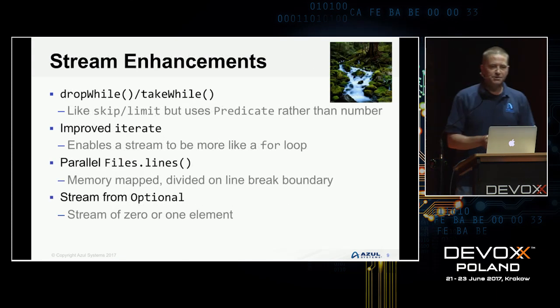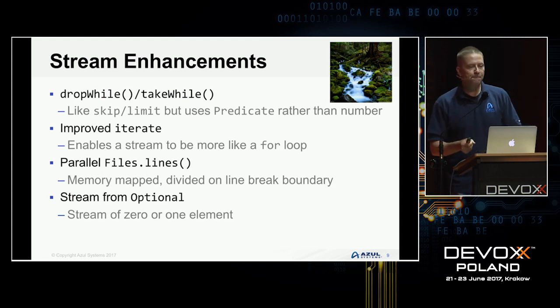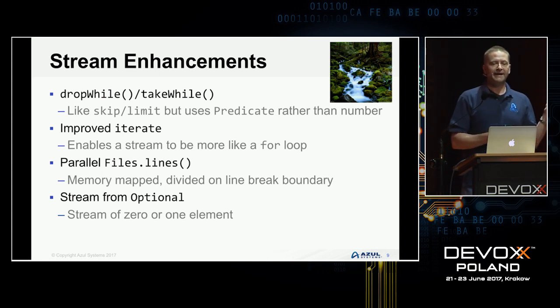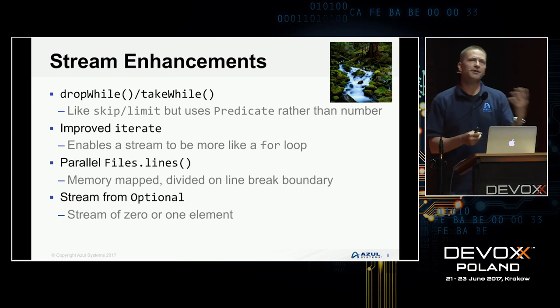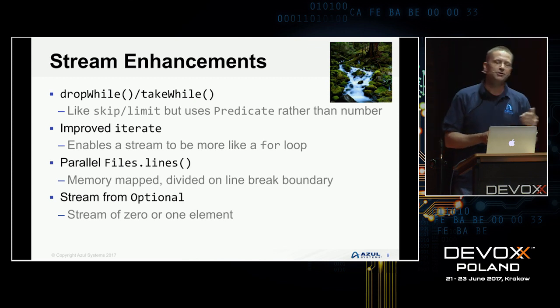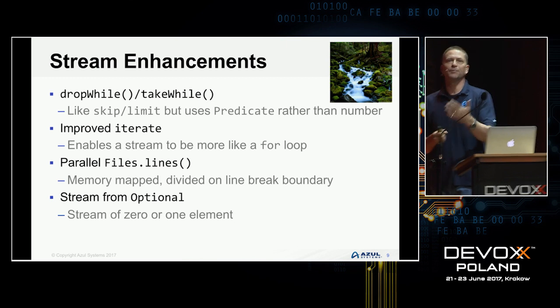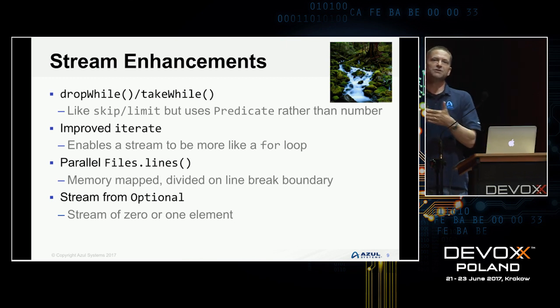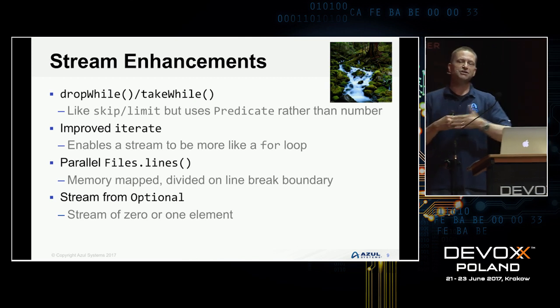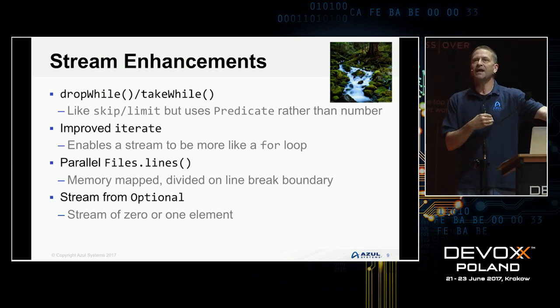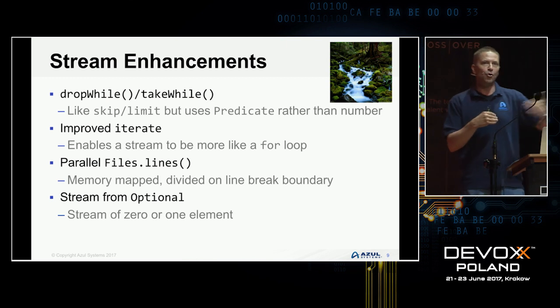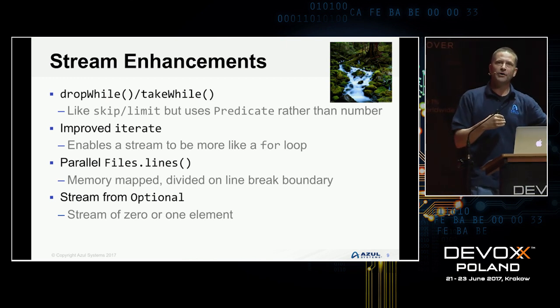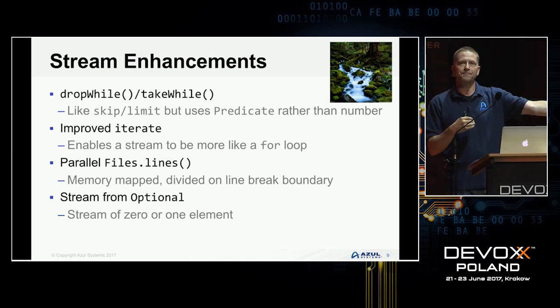We have some enhancements to streams. Two of the methods that have been added are dropWhile and takeWhile. If you think about the streams API at the moment, you have two methods called skip and limit. What they allow you to do is to say, I want to take this stream, but I want to skip the first n elements of that stream. So I'm going to ignore those n elements before I start taking elements from that stream.